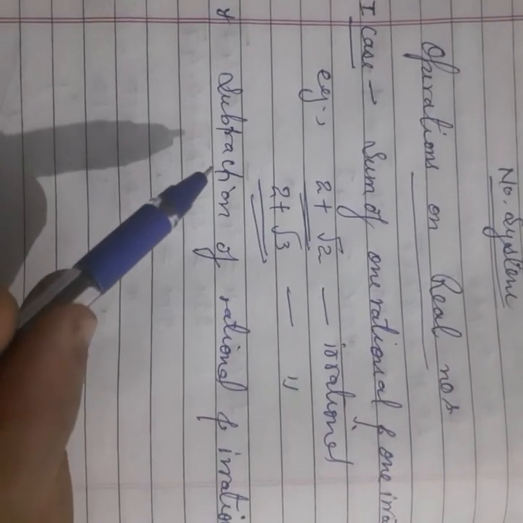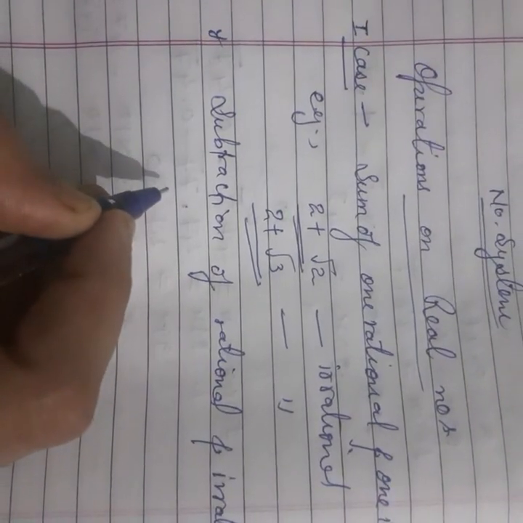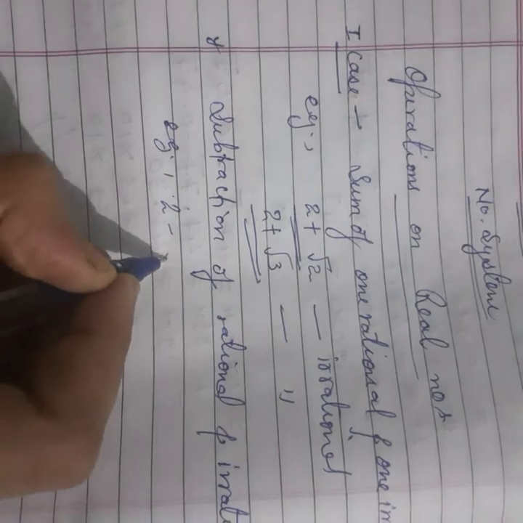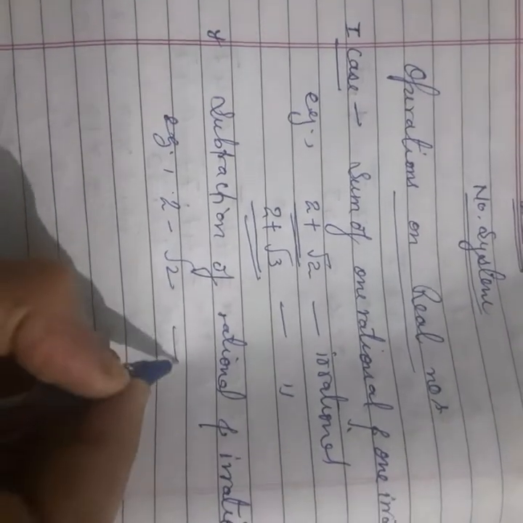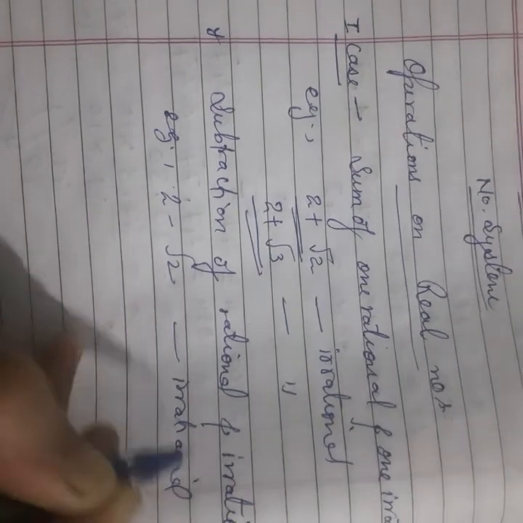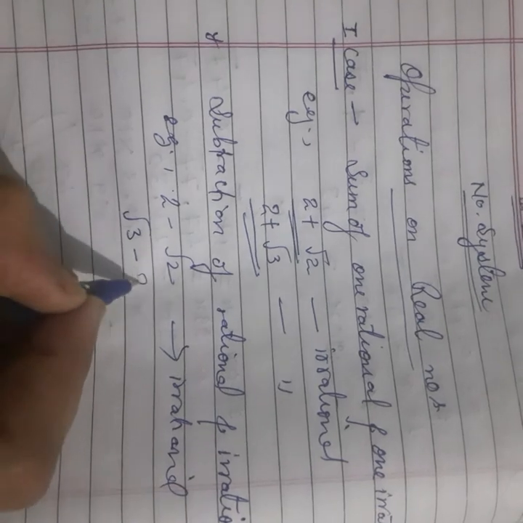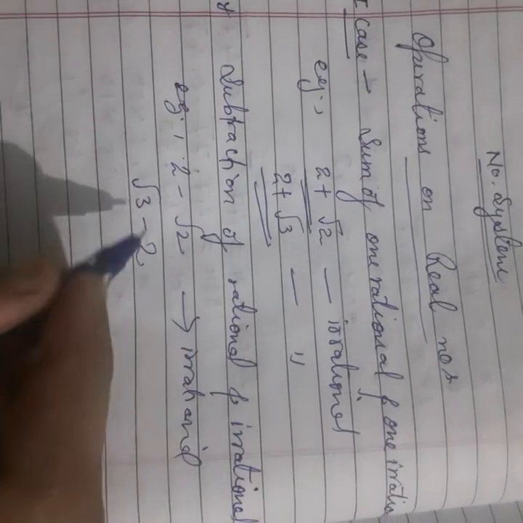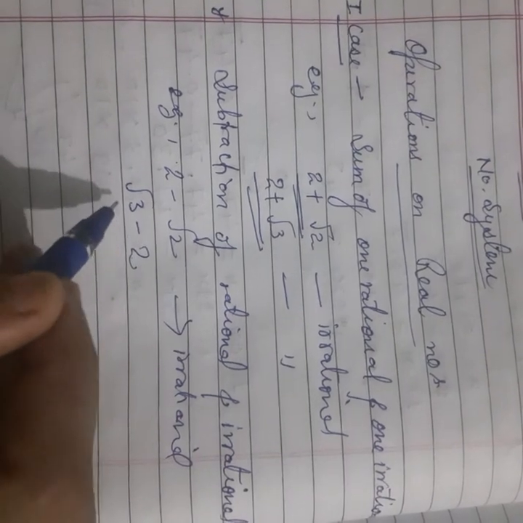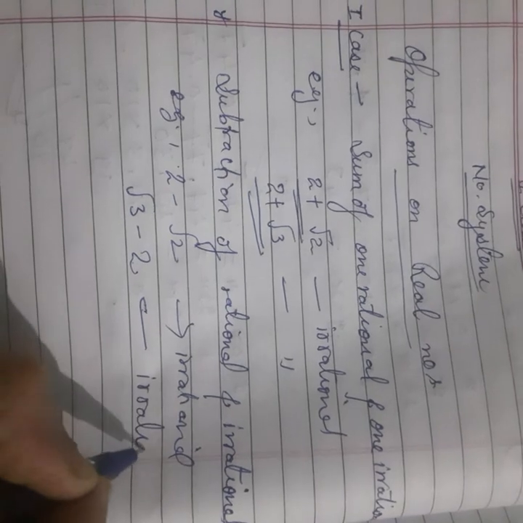In this case, let's take subtraction of rational and irrational also. So here also take the example √2 minus 2. This is also an irrational number. And if we take √3 minus 2, here √3 is irrational and 2 is rational, and we are subtracting, then it is also an irrational number.